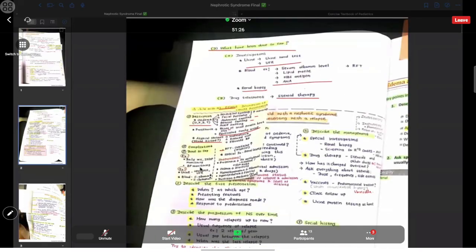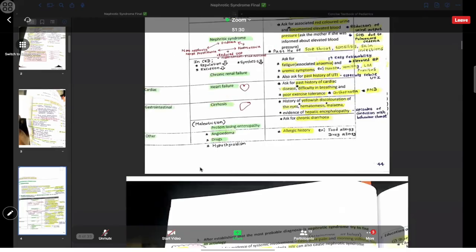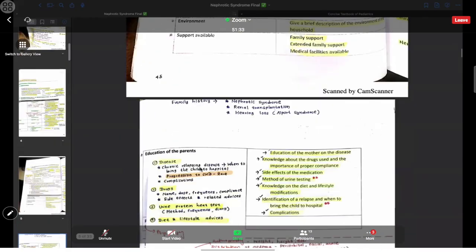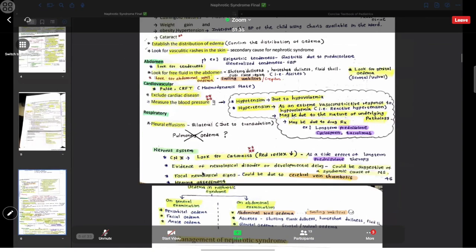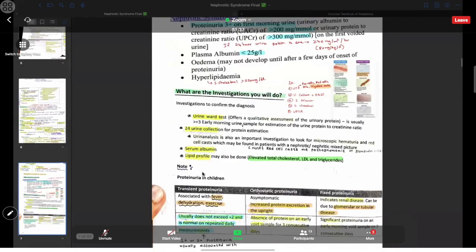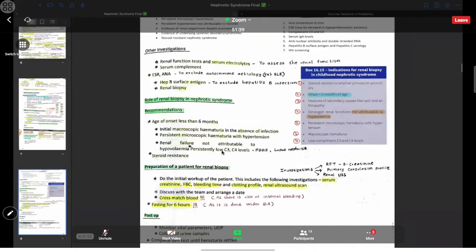Naveen, when you are taking those urine samples, are we taking them when the child wants to pass urine? Yeah, when the child wants to pass urine.